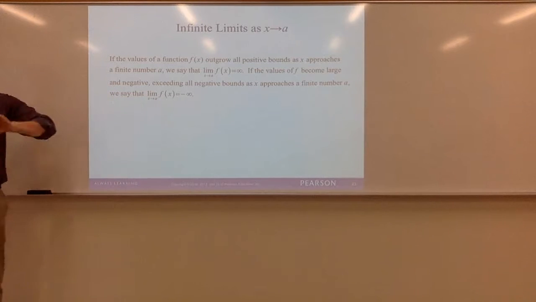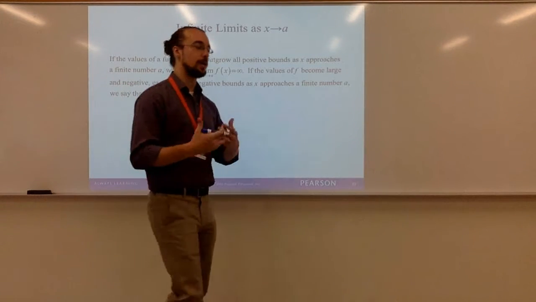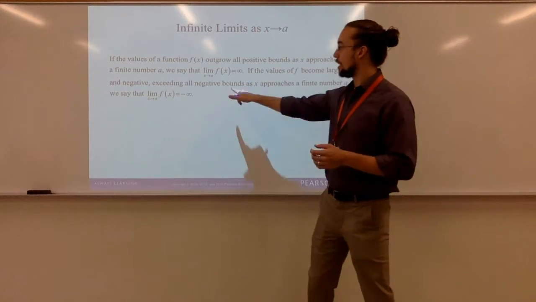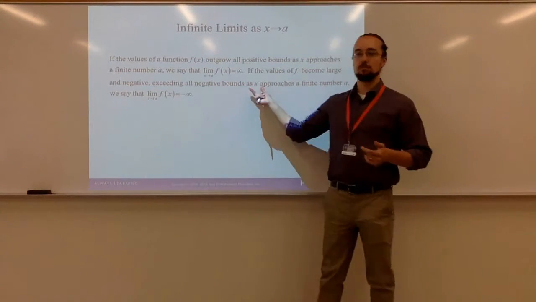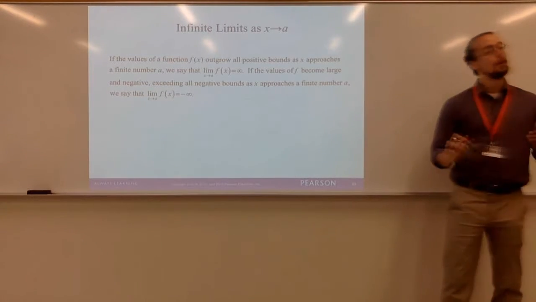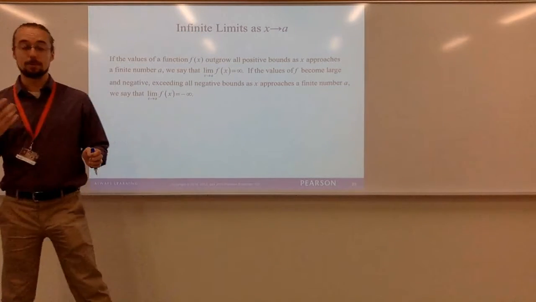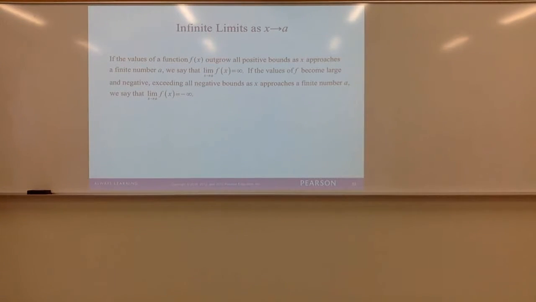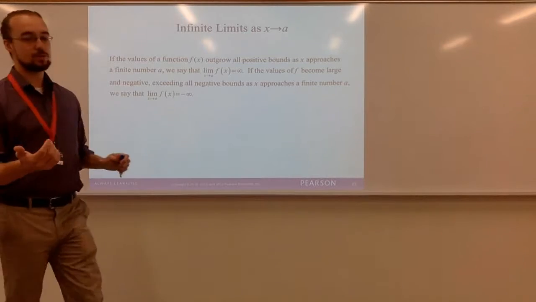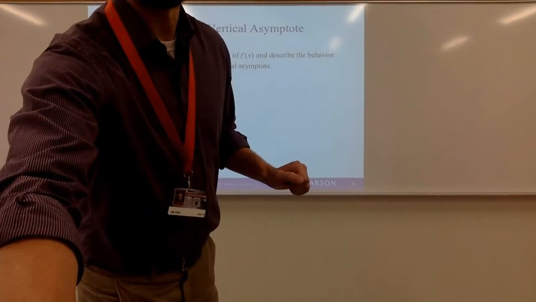Now, this is kind of an extension of what we talked about in the last section. We said whenever something like this happened, if we had a function and we plugged in our value here and we got 2 over 0, we just said the limit does not exist. Now we're going to take that a step further and say, well, it could be positive infinity or negative infinity. So let's jump right into an example here.